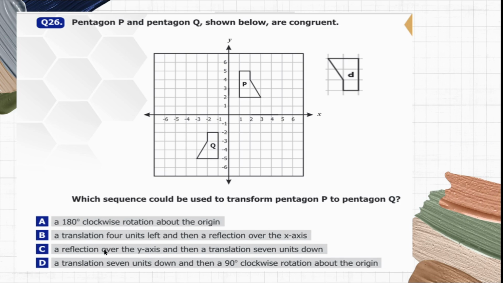Option C is a reflection over the y-axis and then a translation 7 units down. So this is the reflection of the shape, and if we move it 7 steps down, the new shape will be exactly at the place of Pentagon Q. So option C is the correct one. Option D is a translation 7 units down and then a 90 degrees clockwise rotation about the origin. If we take 90 degrees clockwise rotation, the shape of the Pentagon P will be like this, which is wrong. So option C is the correct one.